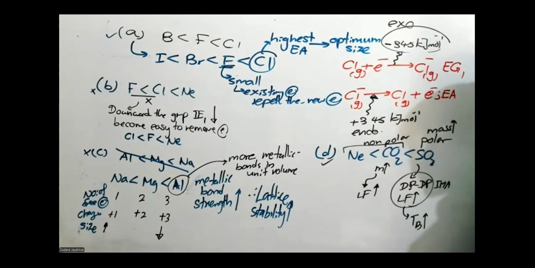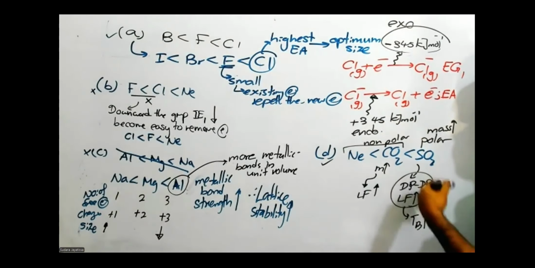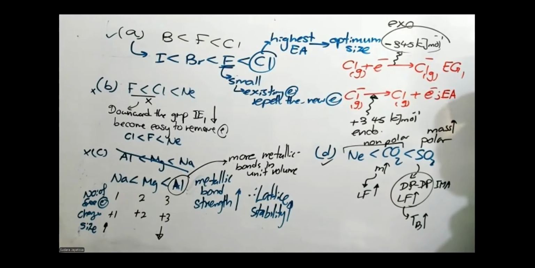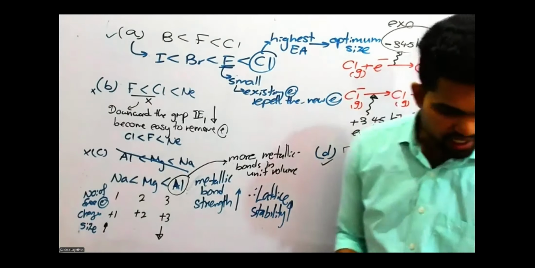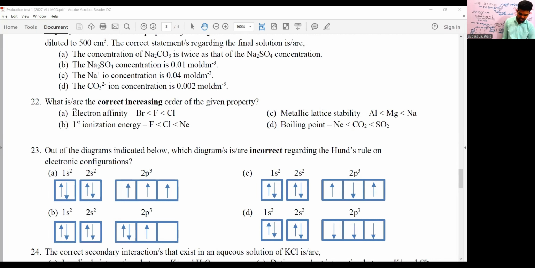Okay, so that statement is correct. So this is the order of the increasing of boiling points. So answers A and D are correct. So correct ones are A and D. So answer is going to be answer 4. The 22nd answer is answer 4.